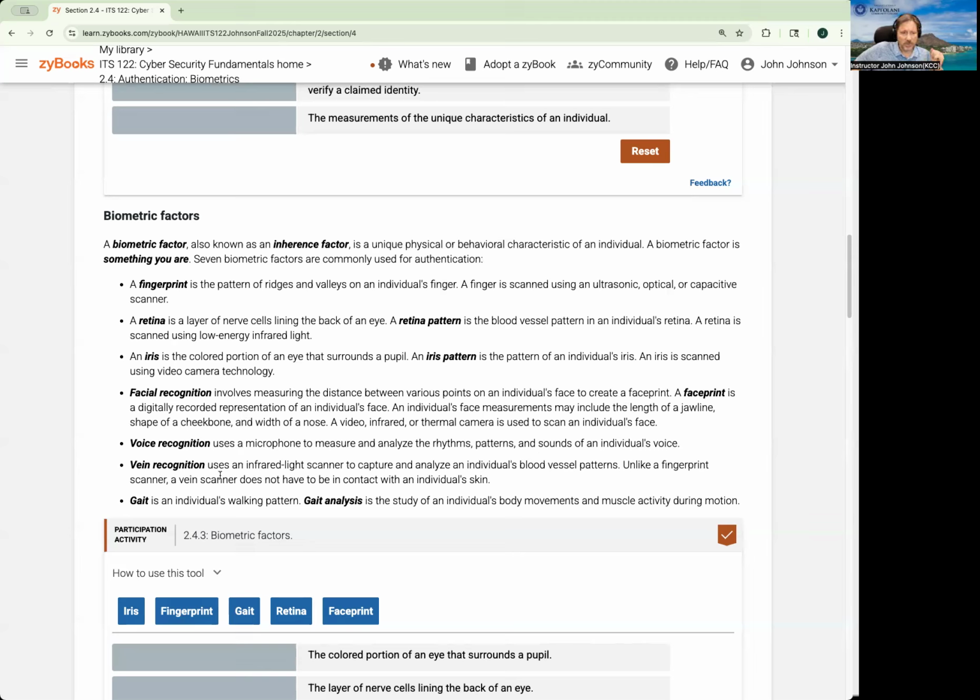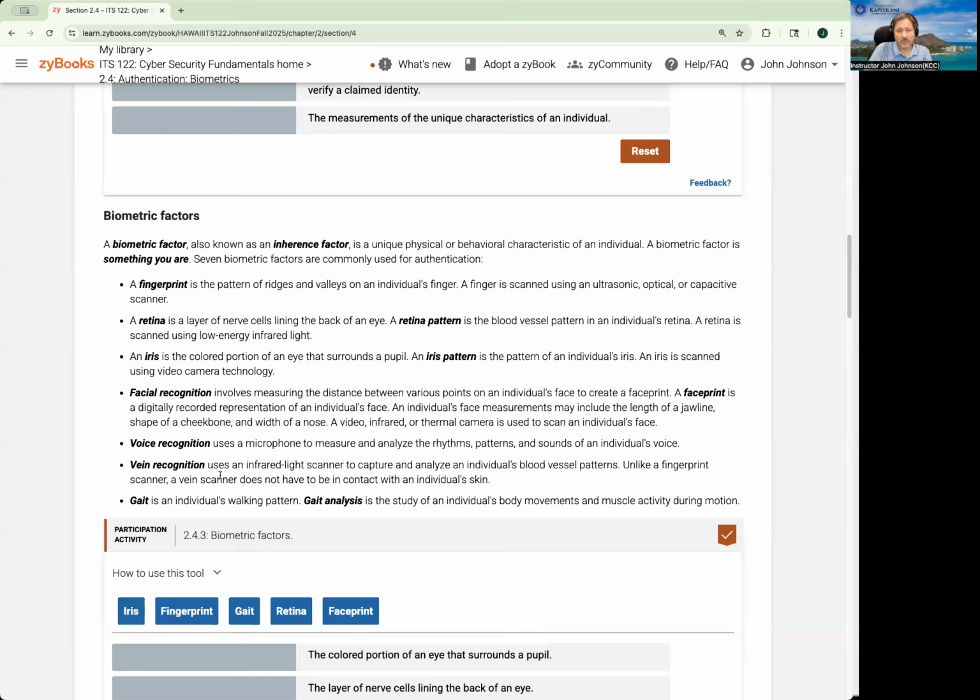Retina, you can do a retina scan. So retina is the layer of nerve cells lining the back of your eye. So know the difference between your retina and your iris here. Got to get into the science here. But a retina, it's the layer of nerves lining the back of the eye. So a retinal pattern is the blood vessel pattern in your eye, basically in your retina. So retina is scanned using low energy infrared light.